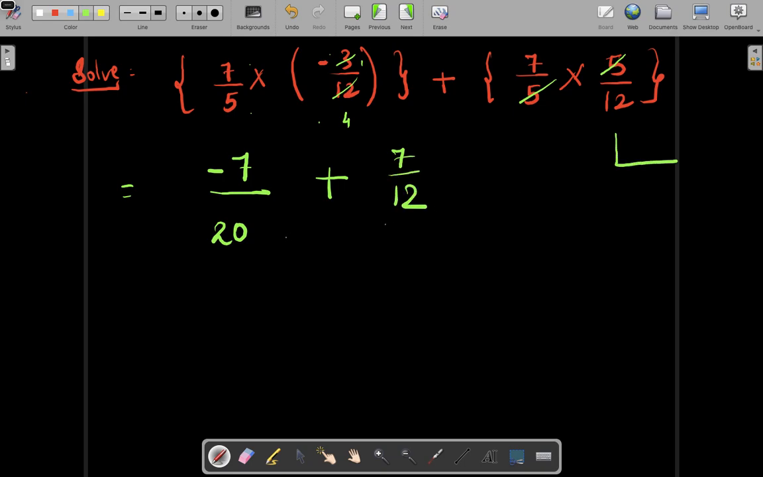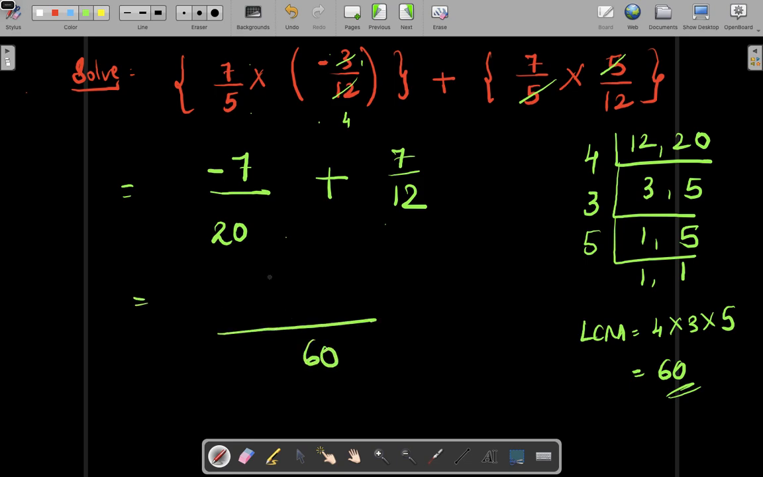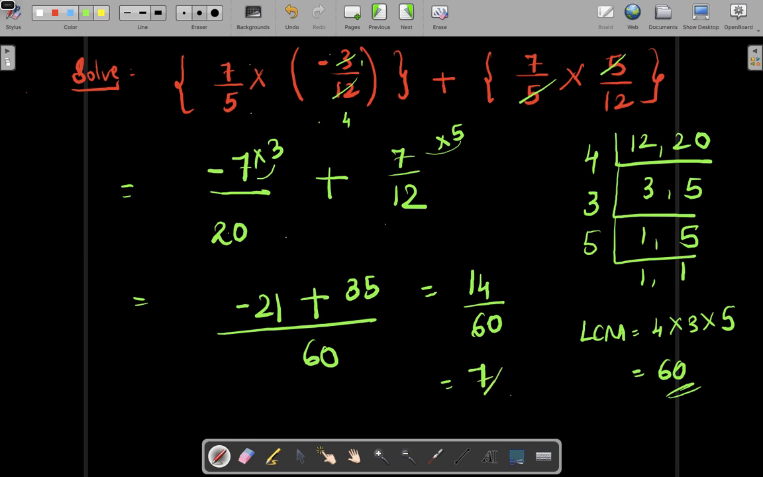Again, different denominator. Let's take the LCM for 12 and 20. 4 times 3 is 12. 4 times 5 is 20. 3 times 1 is 3. 5 times 1 is 5. So LCM will be 4 times 3 times 5, which will be equal to 60. So 20 times 3 is 60. 12 times 5 is 60. So 7 times 3 is 21 plus 5 times 7 is 35, which will be 14 over 60. You can simplify it as 7 over 30.